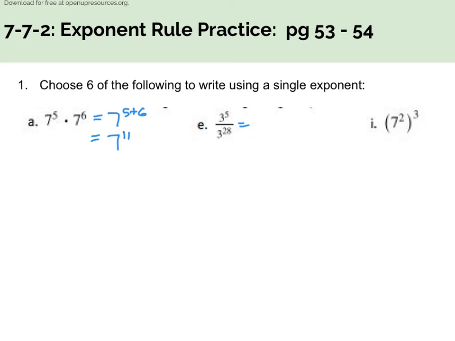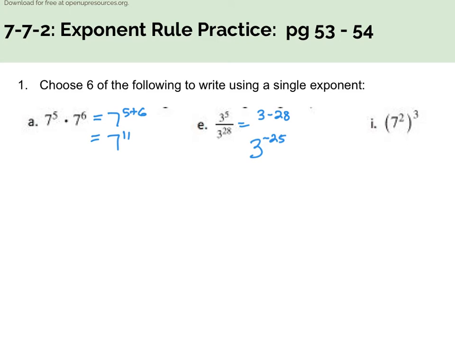The next one, there's a couple ways we can actually go ahead and do this. Remember that when we're dividing and it's the same base, so we know this, it's 3 and 3, so we have the same base, we can go ahead and subtract off of those exponents. So we can have 3 minus 28. And 3 minus 28 is a negative, so we're going to have 3 raised to a negative 25 if we just subtract those exponents.